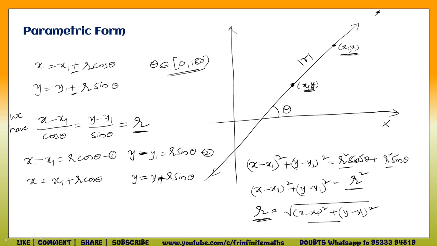So that's why we consider this as modulus of r. This is about the parametric form, which is one of the important forms when you are given angles. When you are given an angle, you can make use of the parametric form to make the problem easier to solve.